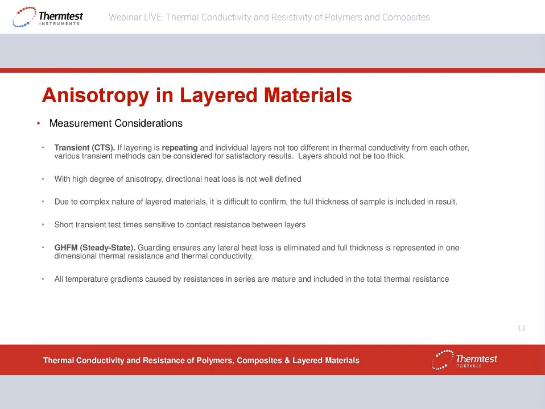Short transient test times can be more sensitive to the contact resistance between the layers. You'll see that because, again, it's through a transient, so that impact is more dramatic. Then measuring steady state, where the full thickness is represented, gives one-dimensional thermal conductivity, including the gradients caused by the individual layers. And again, these are individual layers intrinsic to the material. There's no paste or anything. This would be a structure defined as a layered composite. So those are mature and included in the thermal resistance measurement.